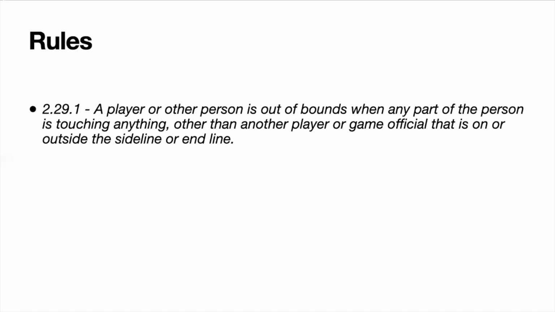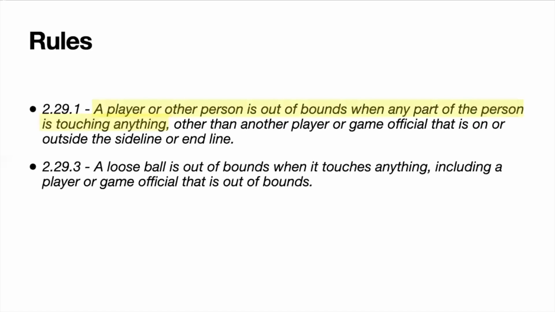2-29-1: A player or other person is out of bounds when any part of that person is touching anything other than another player or game official that is on or outside a sideline or end line. Making this a little easier: a player is out of bounds when they are touching out of bounds, which we probably already know, but this is reinforcement.